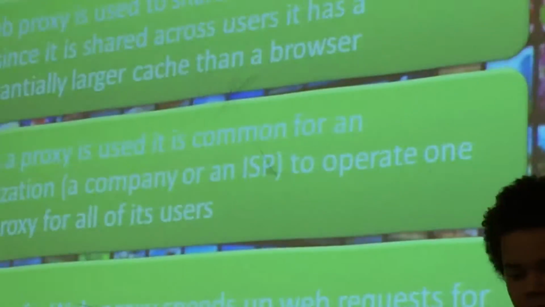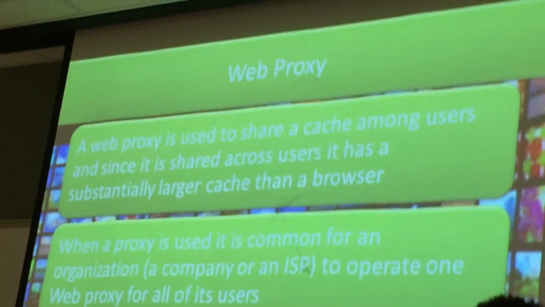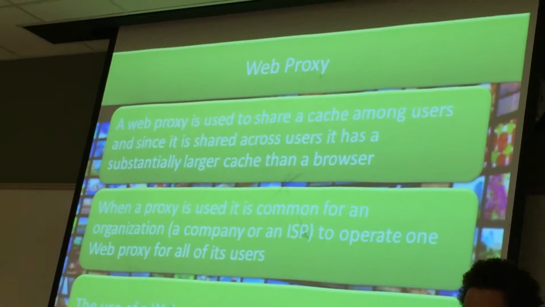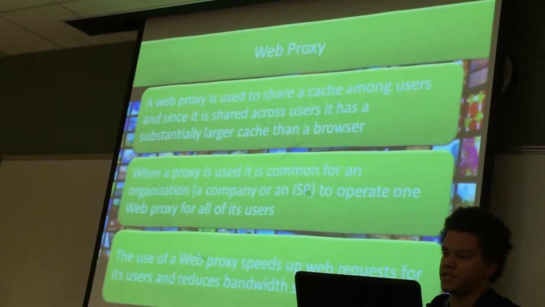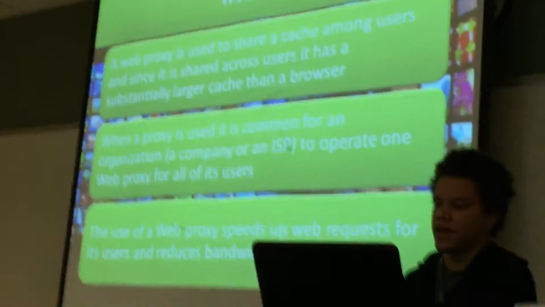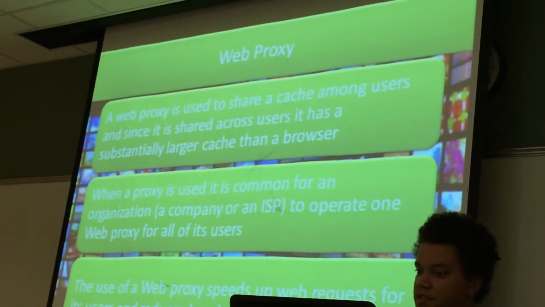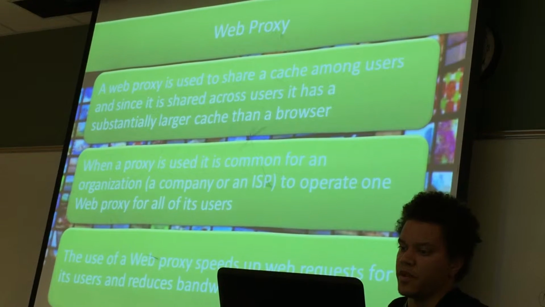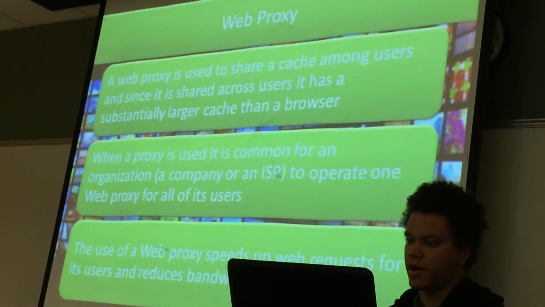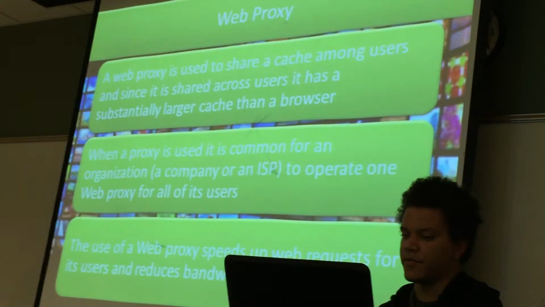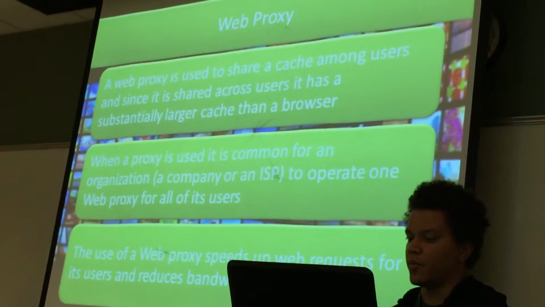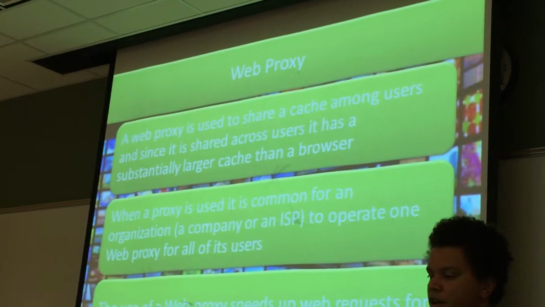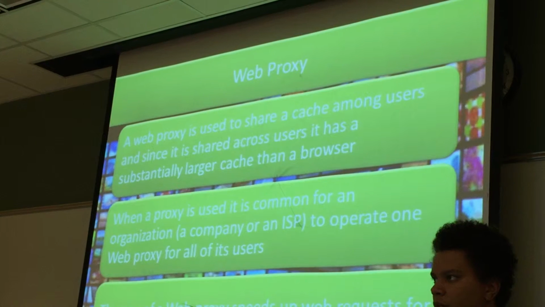Another method you can use to increase the speed of caching is using a web proxy. A web proxy is used to share cache among users, and since it is shared across users, it has a substantially larger cache than just a conventional browser on an individual computer. When a proxy is used, it's common for an organization to operate one web proxy for all of its users. You typically see this type of setup in a corporate network.